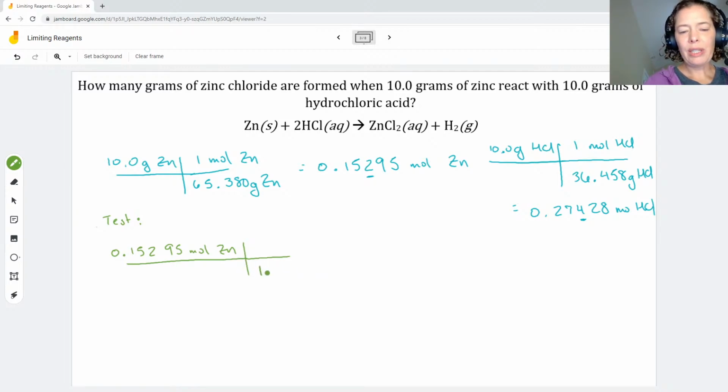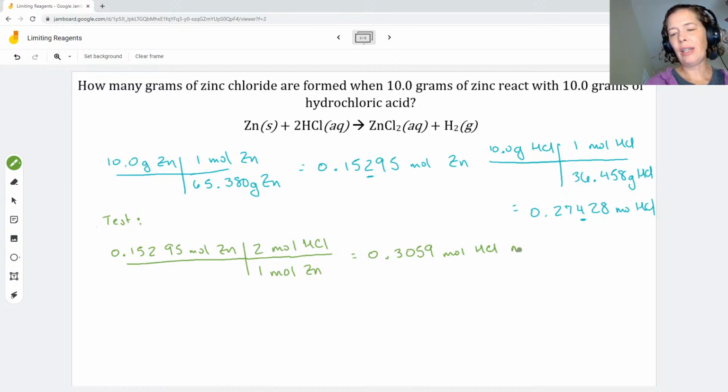So using my stoichiometric ratio, make sure the moles of zinc cancel. This is 2 moles of hydrochloric acid. Again, I'm getting these numbers from the coefficients in front of the balanced chemical equation, and that gives me my stoichiometric ratio. So this is a really easy calculation. 0.3059 moles of HCl. This is how much hydrochloric acid is needed.